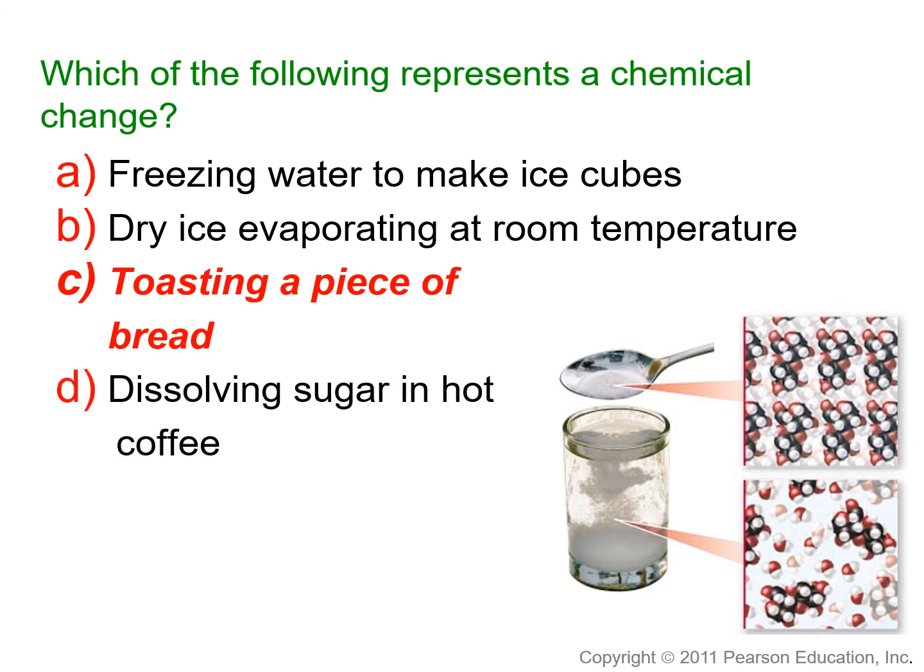Dissolving sugar in hot coffee, again, this is dissolving, so the sugar is still present. It's just now surrounded by the water that's in the coffee. And crushing an aluminum can, we're changing the shape of it, but it is still aluminum.